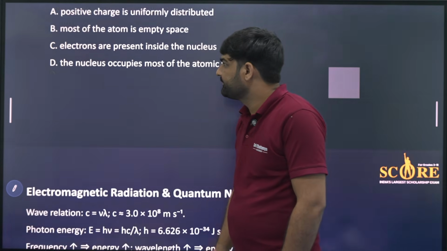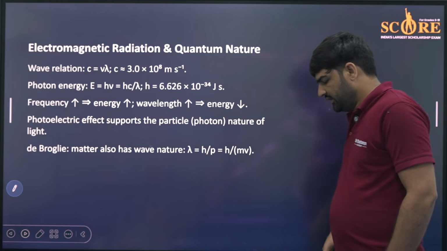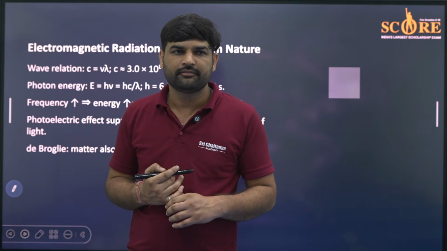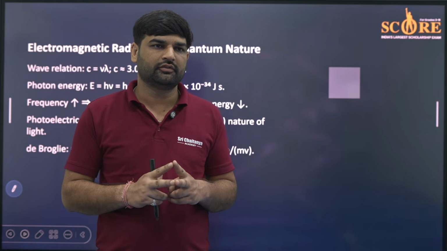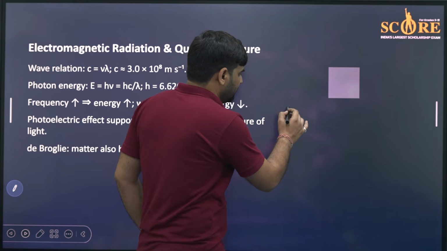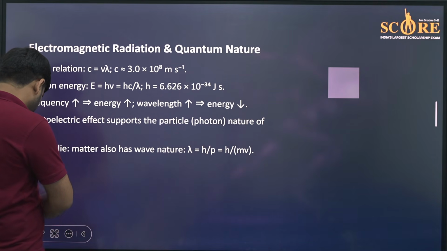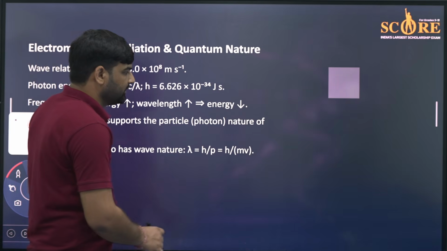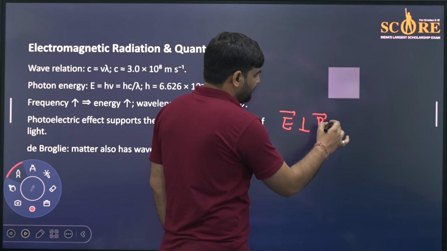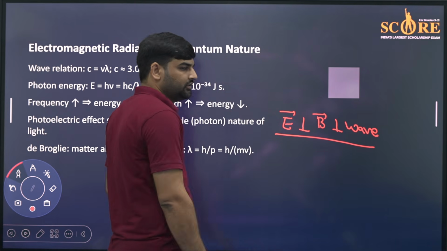Next, electromagnetic radiation and quantum nature. Beta, electromagnetic radiation has two field components, electric field and magnetic field. Both field components are perpendicular to each other, and I can say very easily that electric field, magnetic field, and wave, these all three are perpendicular to each other.